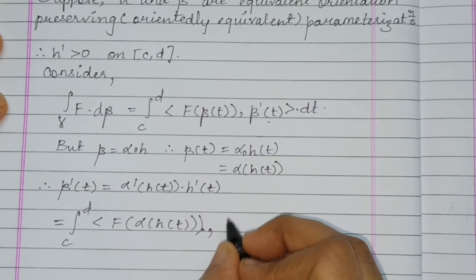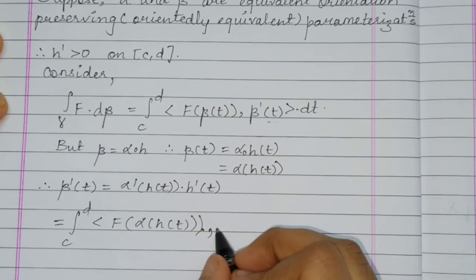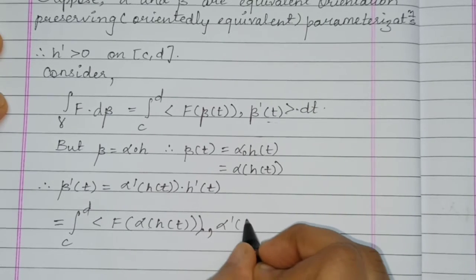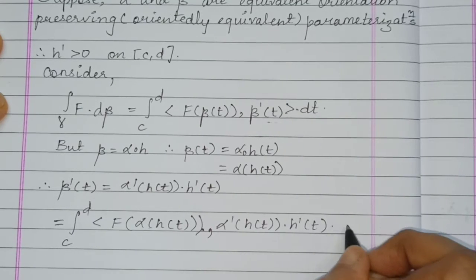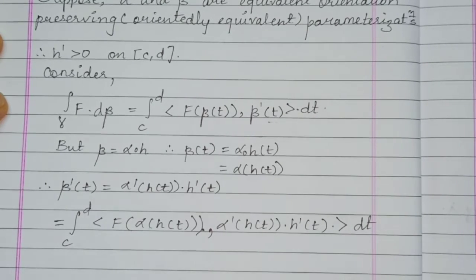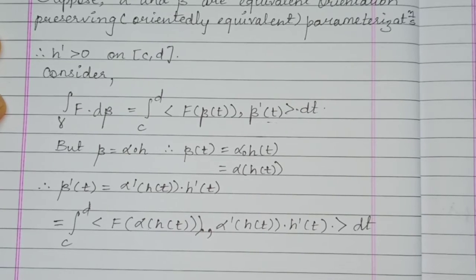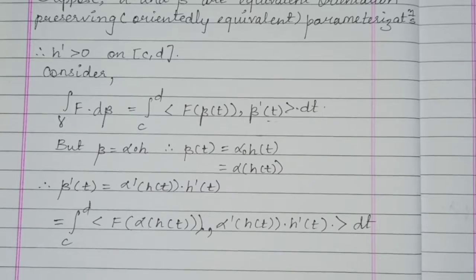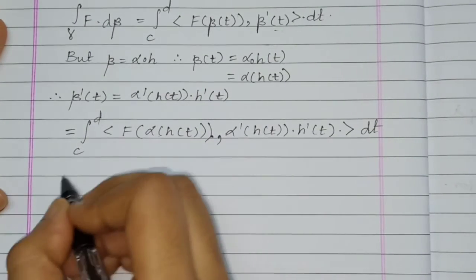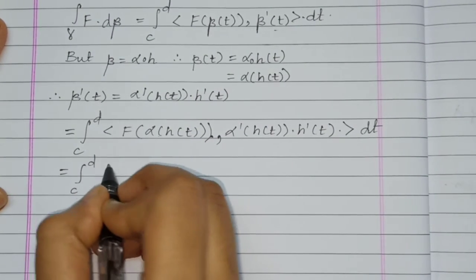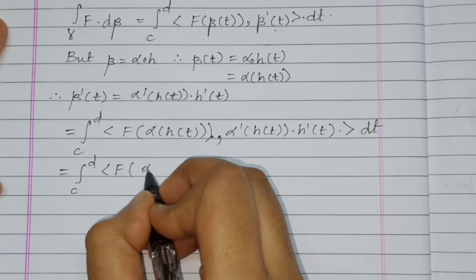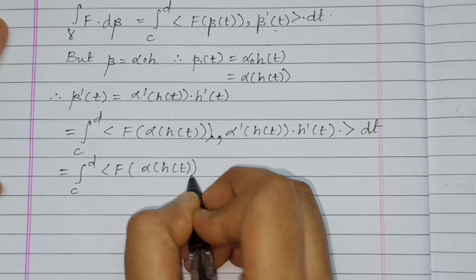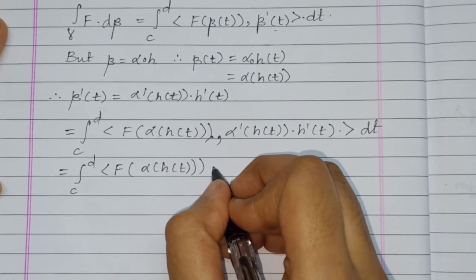So beta dash of t is alpha dash of h of t into h dash of t. So instead of beta of t it is alpha of h of t, and instead of beta dash of t it is alpha dash of h of t into h dash of t. The inner product remains as it is, and dt. Now let us take h dash of t outside the inner product. Since h dash is positive, we'll just get a positive outcome.